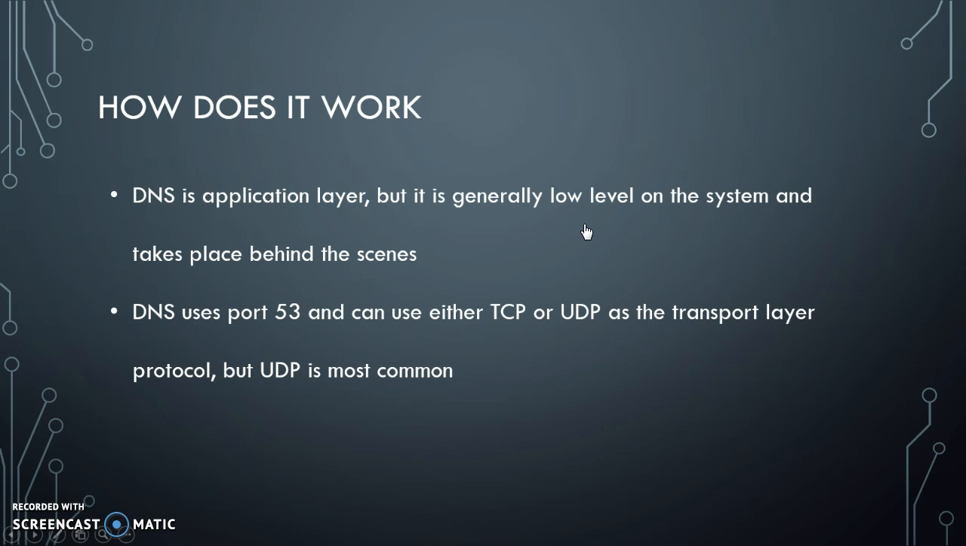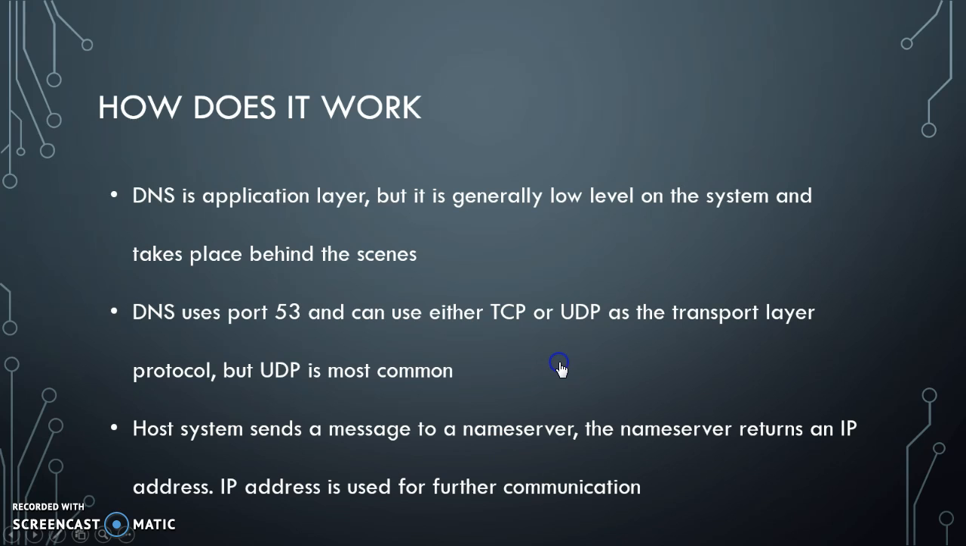Under the hood, DNS uses port 53 to talk to the name server and get the information it needs. It uses either TCP or UDP as the transport layer protocol. UDP is what most people are going to think of and is the most common way of doing it, but it can be done over TCP to some degree. There are parts of DNS that actually have to use TCP. So again, it's an abstraction above the transport layer. It can utilize either TCP or UDP, even though UDP is most common.